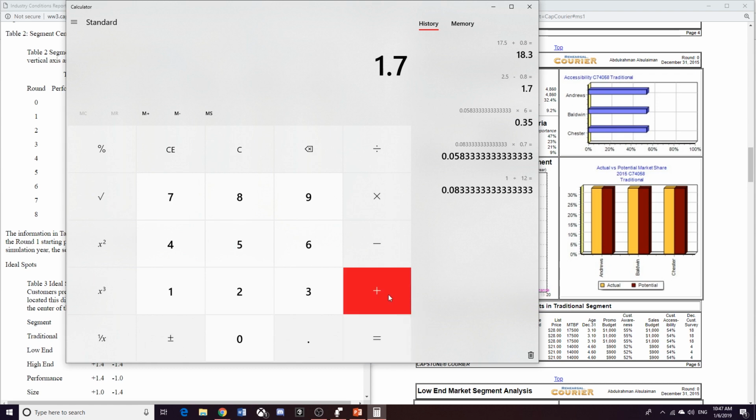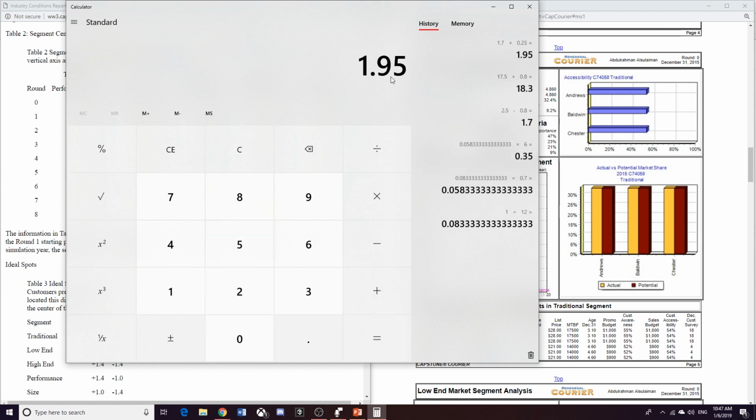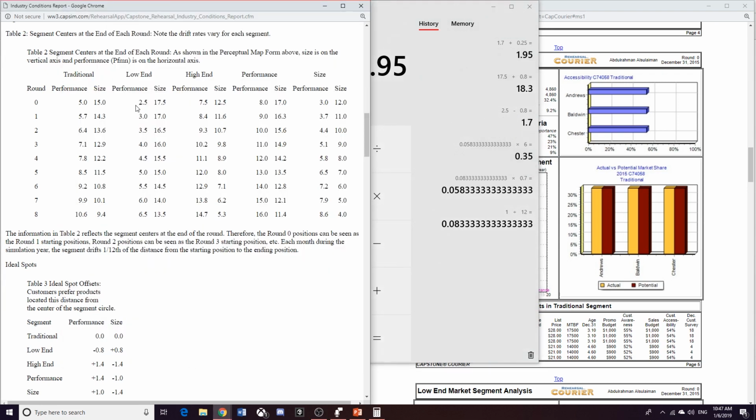We go and we say, okay, so plus 0.25 equals. So that means in the month of June, in the middle of the round, customers are going to want a product that is 1.95 in performance. So basically 2. It's going to be rounded to 2 in the simulation. So now we know that. So that's a good thing to know. So now we know in the middle of the year what customers want. So that's a perfect thing.